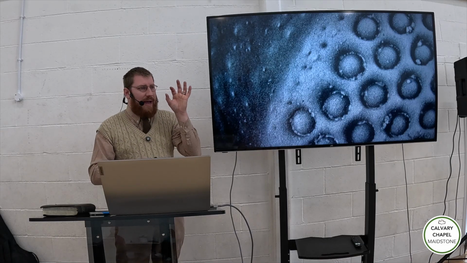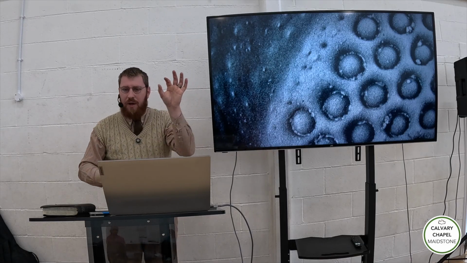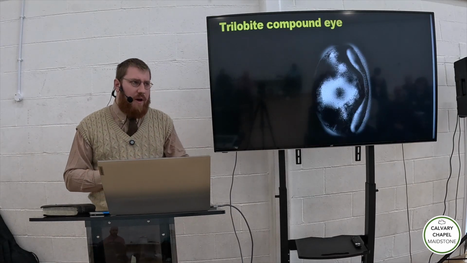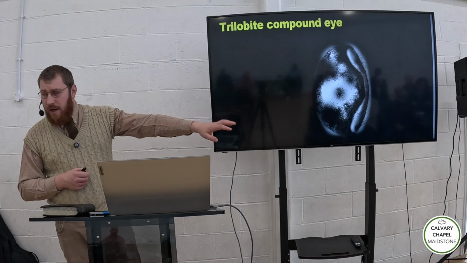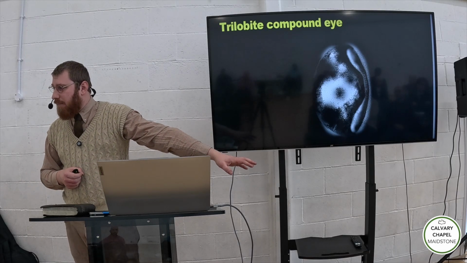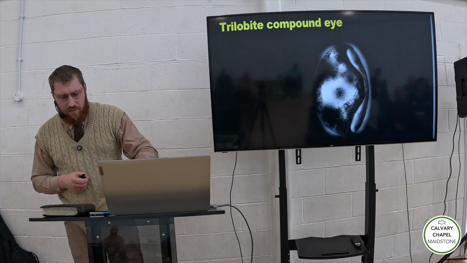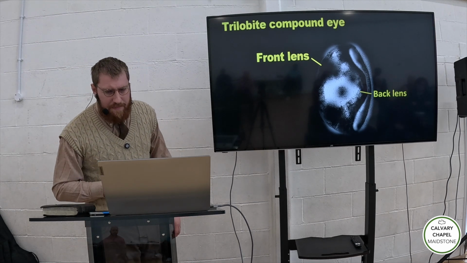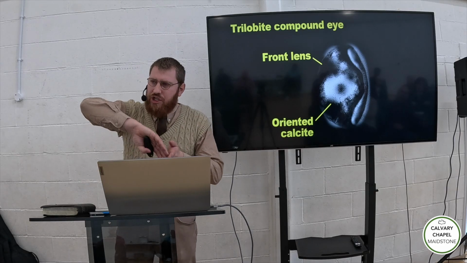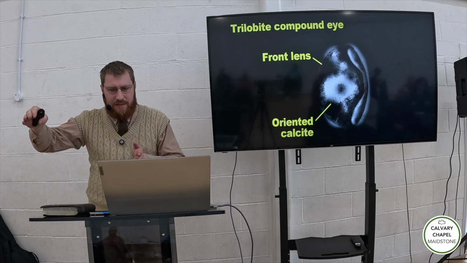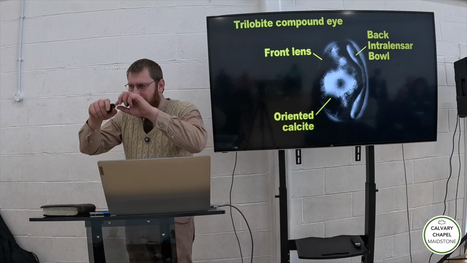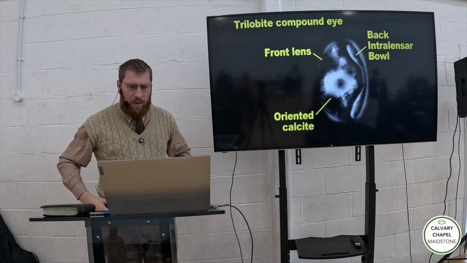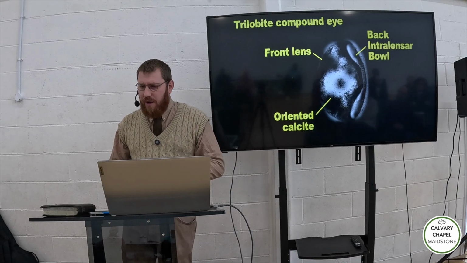Pluck one of those eyes out, cut them in half in a cross-section, put that under a microscope, and this is what it looks like. This is a trilobite compound eye. Only known from the fossil record, by the way, but even in there we can see evidence of great design. There's the front lens, there's the back lens. This calcite is a shaped, curved, oriented piece of calcite. And there's a little strip of calcite that curves around and fits on the back of the eye like a bowl. Now, what's the design feature here?